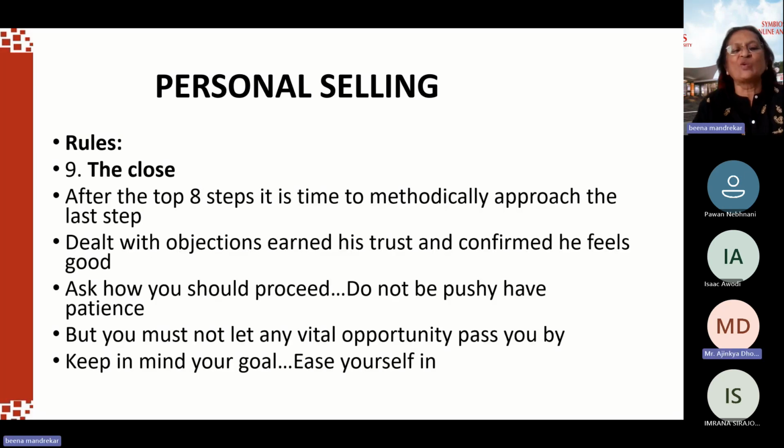Now you've come to the close. After the top 8 steps, it is time to methodically approach the last step. You have dealt with his objections, earned his trust, and confirmed he feels good. And ask how you should proceed. Do not be pushy. Have patience, but don't let your vital opportunity pass you. Keep in mind your goal. Ease yourself in. Okay, now you've come to the last step.